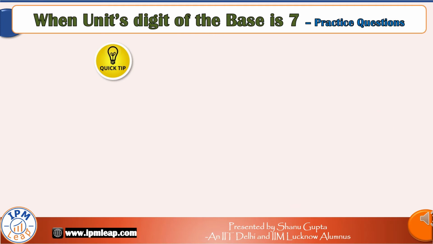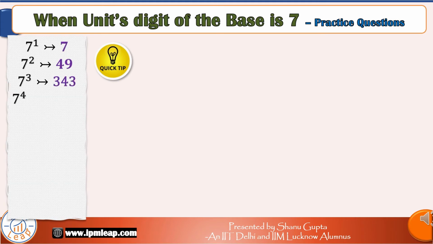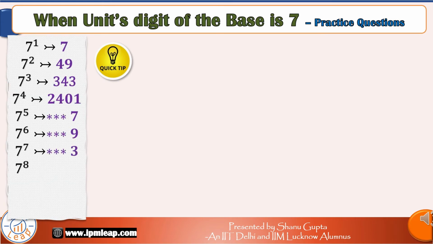Then we have base 7. Looking at its powers, 7 raised power 1 is 7. 7 raised power 2 is 49. 7 raised power 3 is 343. 7 raised power 4 is 2401. For 7 raised power 5, units digit will be 1 into 7. So units digits have started repeating in a cyclicity of 4. They are repeating in a pattern of 7931 and again 7931, and this pattern will continue for higher powers of 7 as well.